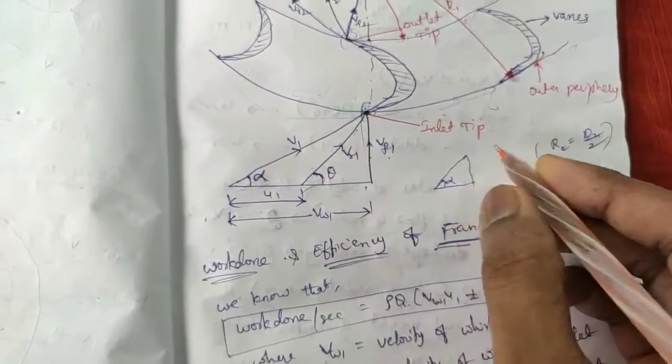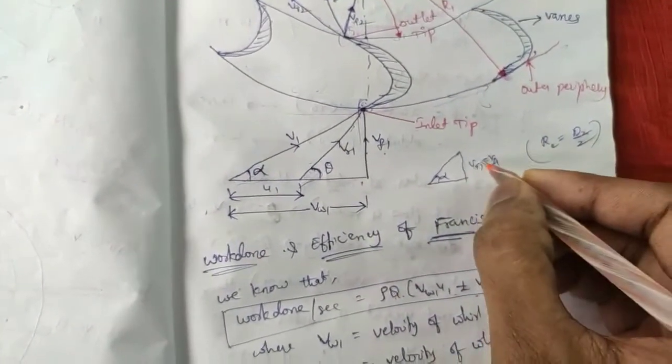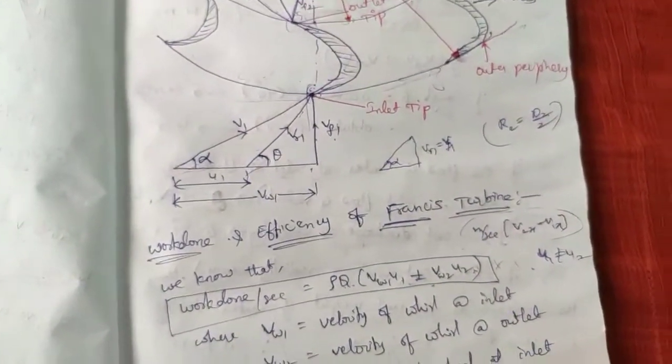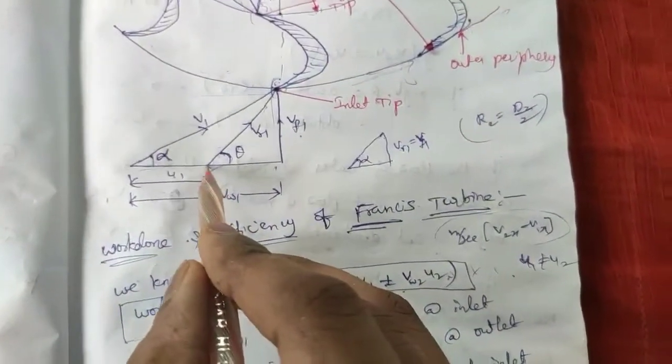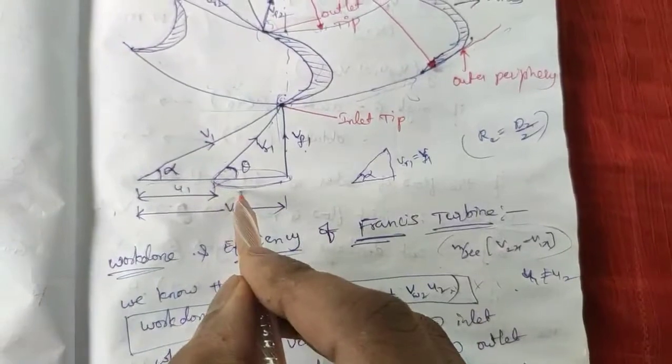Theta will not be there. Here VR1 equals VF1. VR1 side and VF1 side overlap with each other. And in the same way, there is no this side, so there is no this distance.